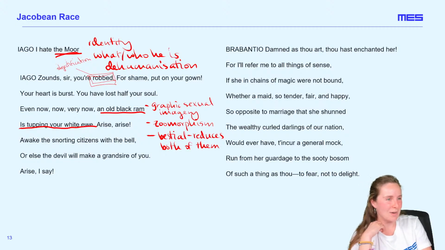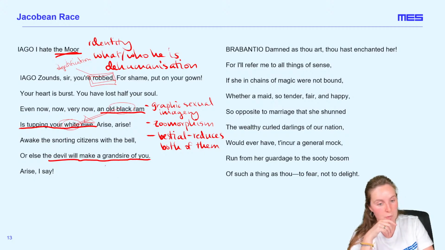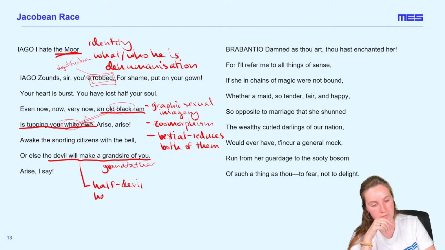And this idea of an old black ram, very racialized here. And this idea of this kind of forceful animalistic breeding rather than any kind of love or relationship or marriage being really racialized in its description, in this idea of blackness tupping or covering whiteness and kind of transmitting blackness to whiteness here. "Arise, arise, awake the snorting citizens with the bell, or else the devil will make a grandsire of you." So the devil will make a grandfather of you. In other words, you will have children that are half devil and half human.